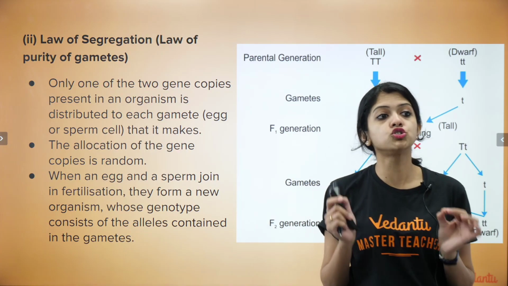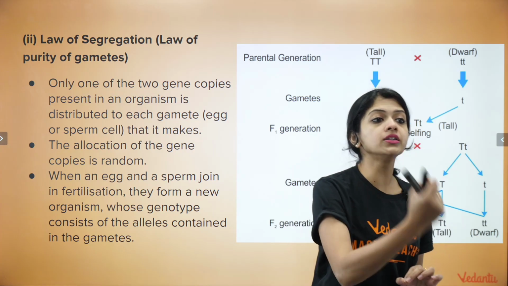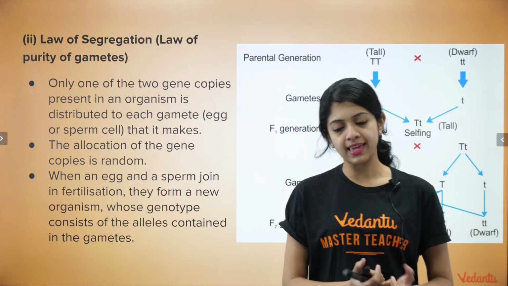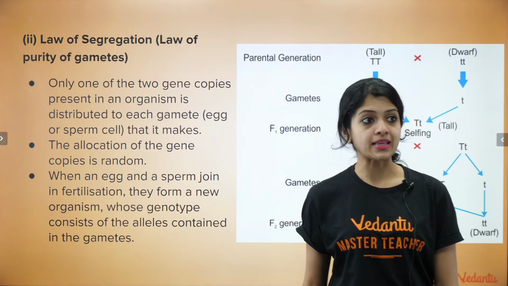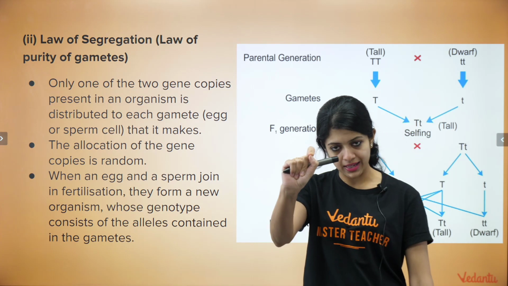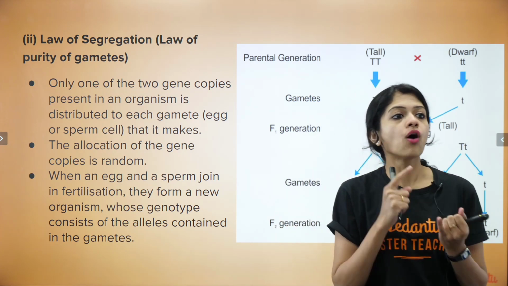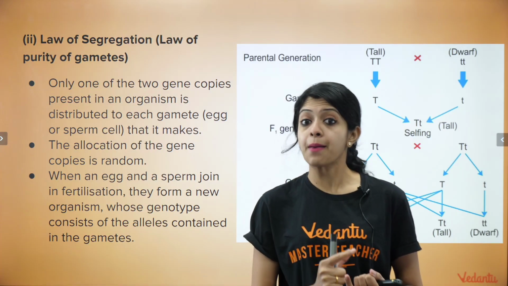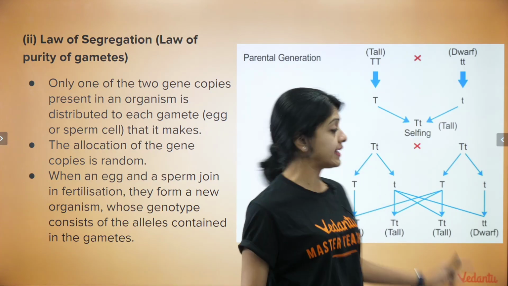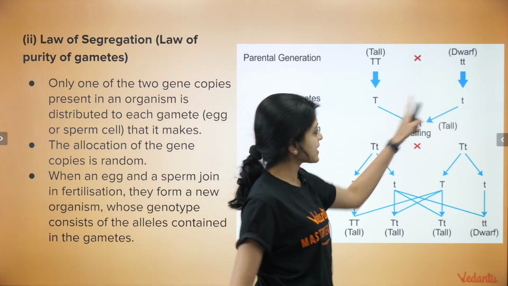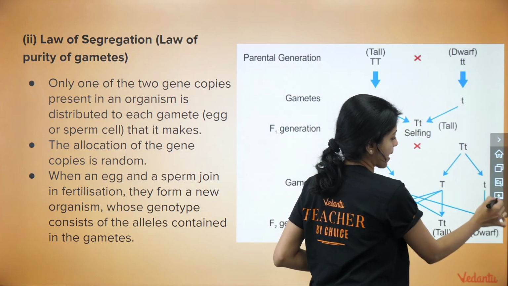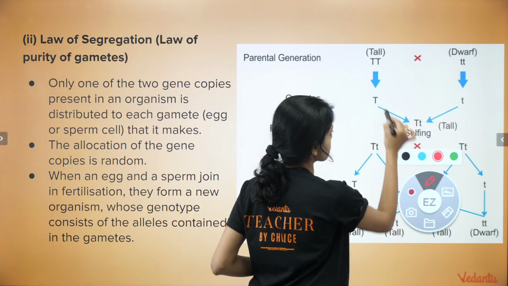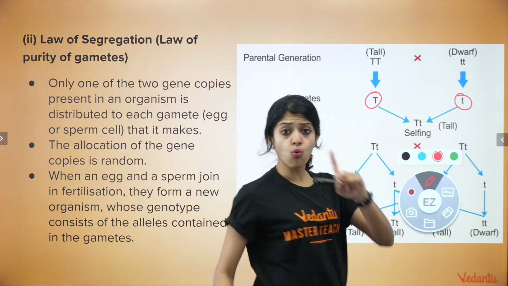When an egg and sperm join in fertilization, they form a new organism whose genotype consists of the alleles contained in the gametes. Why is it called purity of gametes? Because in one particular gamete, there would be only one allele or one of the 2 gene copies, which is why a gamete is said to be pure for an allele. As you can see here, these are the gametes in this case, right? In the gamete, you can very well see that there is just one allele.